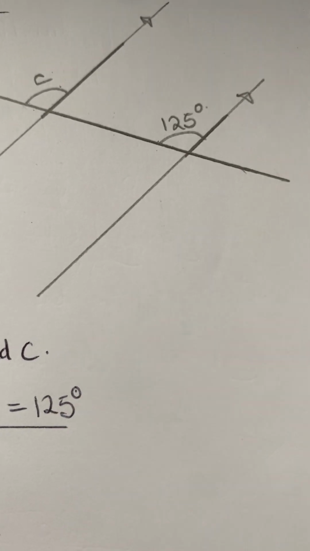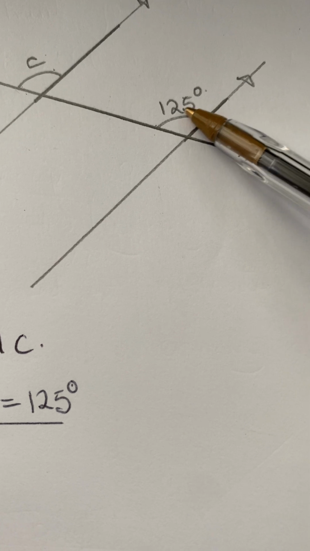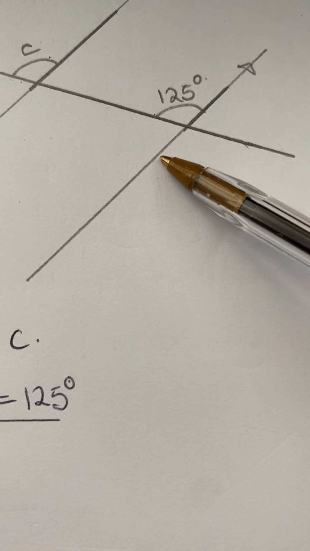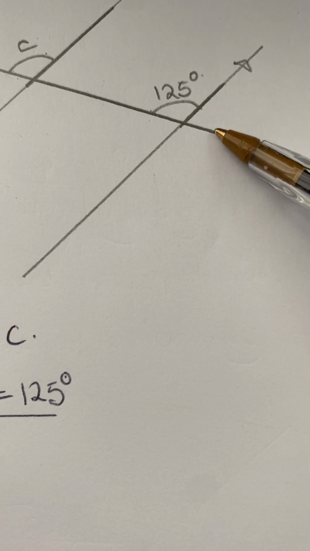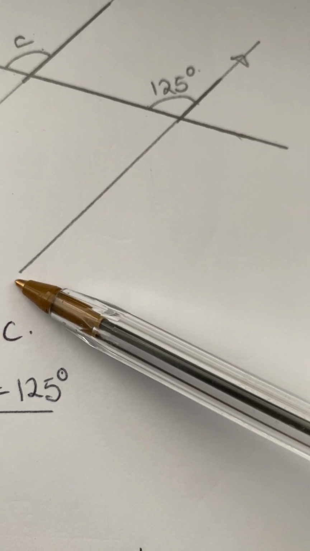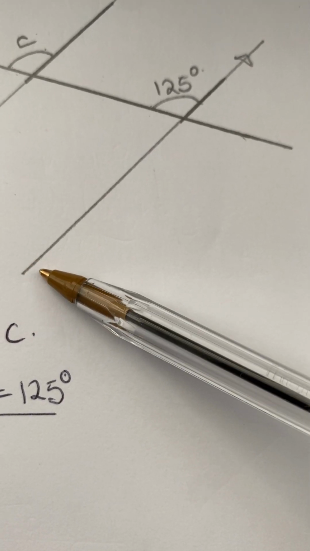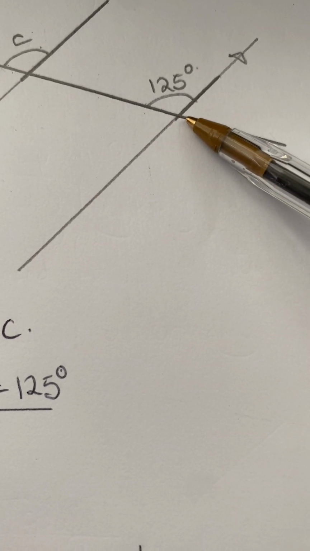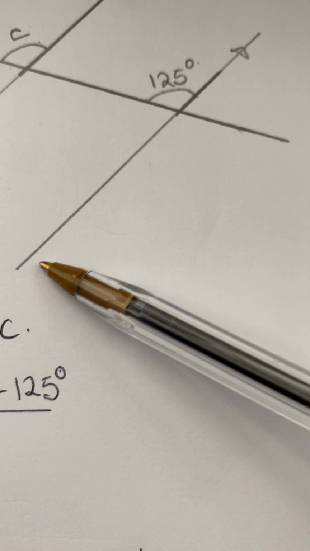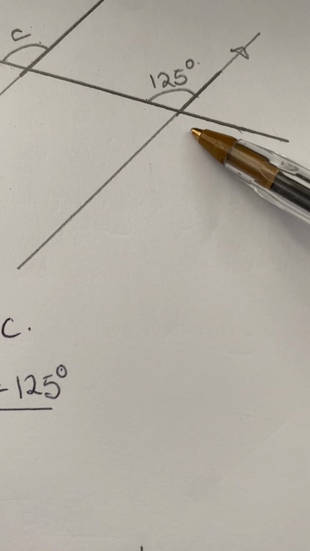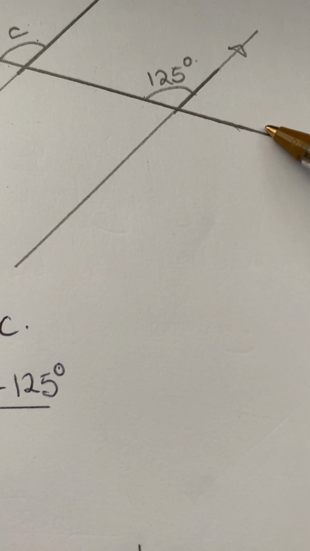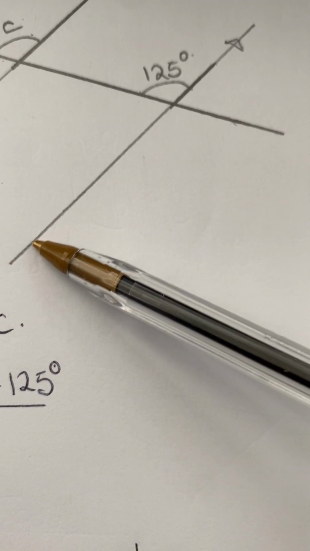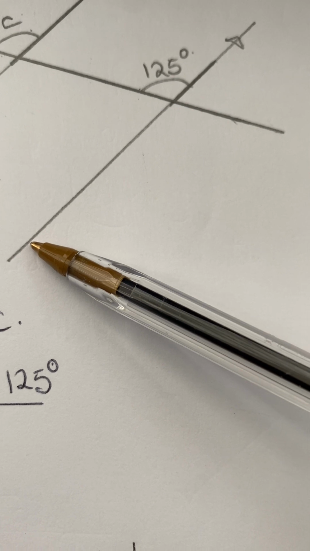Then I can also use vertically opposite angles. If this is 125, then that will also be 125. So if there is a shape here that I'm supposed to find the angle, just by finding this angle, I can go ahead and use that knowledge. Maybe I've just been given one angle, and then I can use that knowledge to find this angle here.